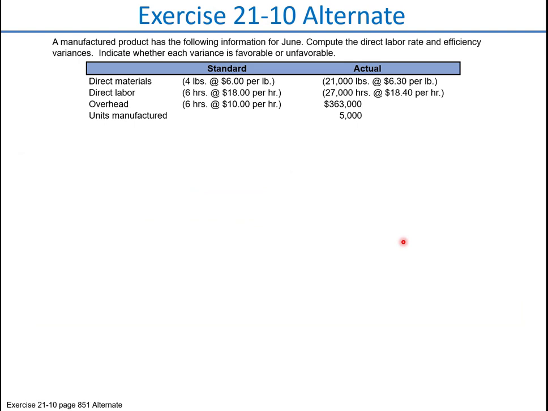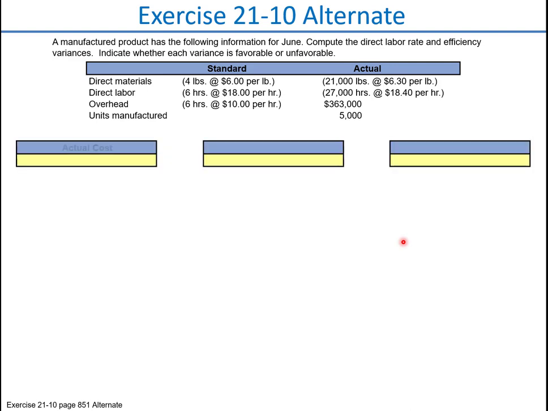Now we're looking at the direct labor rate and direct labor efficiency variances. Here are the formulas. We're looking at this row for the labor. List the actual hours, 27,000, times the actual rate paid, 18.40. Multiply those together. Again, list the actual hours. The standard rate was 18. They paid 18.40, so we know this one's going to be unfavorable.